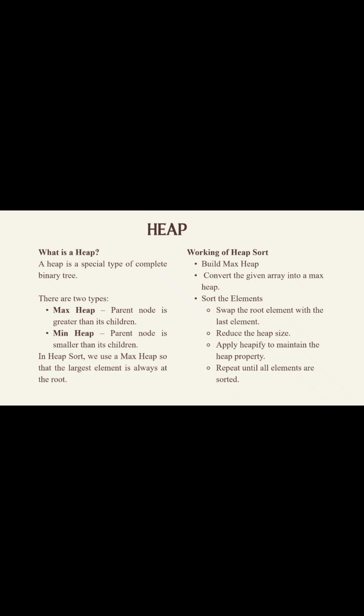Working process of heap sort. Heap sort works in two main phases. Building a max heap: first, convert the given array into a max heap structure. This ensures that the largest element is always at the root of the heap. Sorting process: after building the heap, swap the root element with the last element of the array. Reduce the size of the heap and apply heapify to maintain the heap property. Repeat the steps until all elements are sorted. By repeating these steps, the array becomes sorted in ascending order.